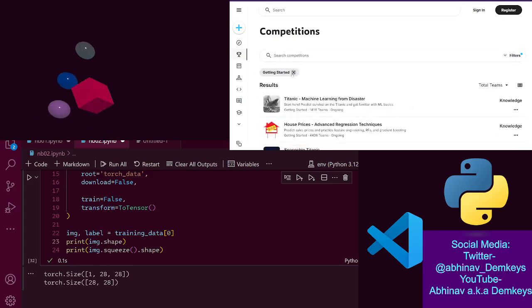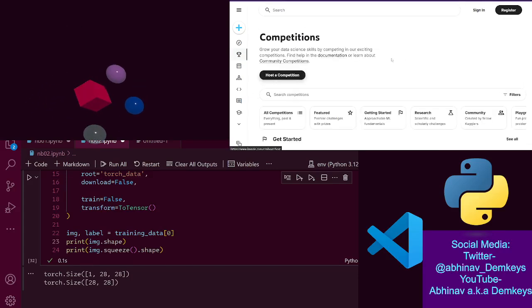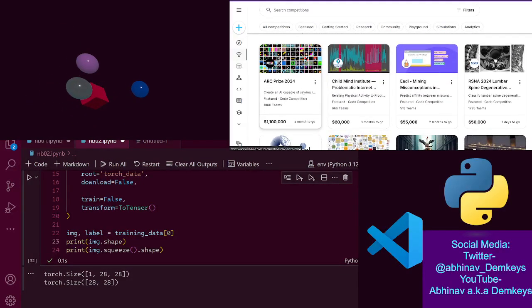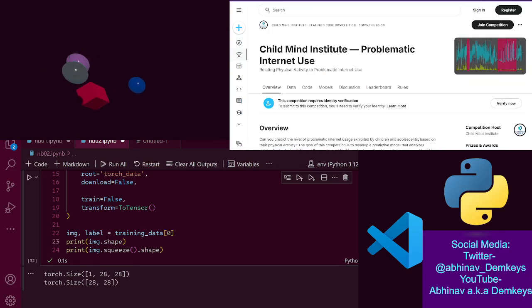Wait, hold on. Is getting started supposed to be like a difficulty level or is it just a tag? Okay, let's take a look at some of the top ones right now. Oh God, holy shit, the prize for this thing is $1 million. That's crazy. Is there like a difficulty thing that they mention? Child Mind Institute, problematic internet use, relating physical activity to problematic internet use.